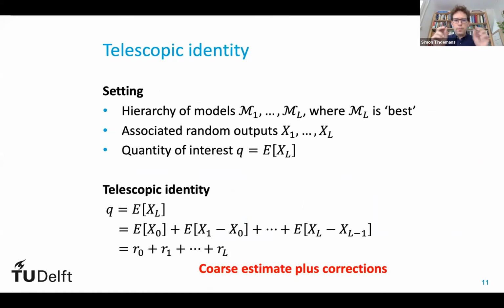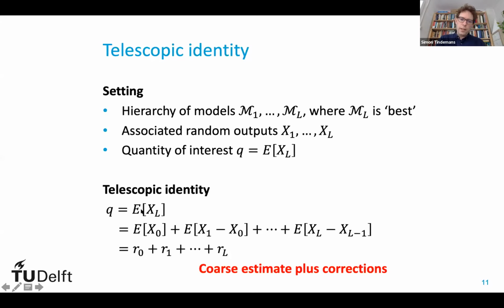Let's put a little bit of notation on that. The setting we consider is where we have a hierarchy of models. So we have models M1 to ML. In our case, we might use 3 or 4, where ML is the best model. And each one of these models generates outputs of the type we're looking at, right? So I can compute the expected energy not supplied, or I should say energy not supplied, with each one of these models and sample them. But what we're really interested in is the expectation of the output of the most complex model. So our quantity of interest is the expectation of the output of the most complex model.